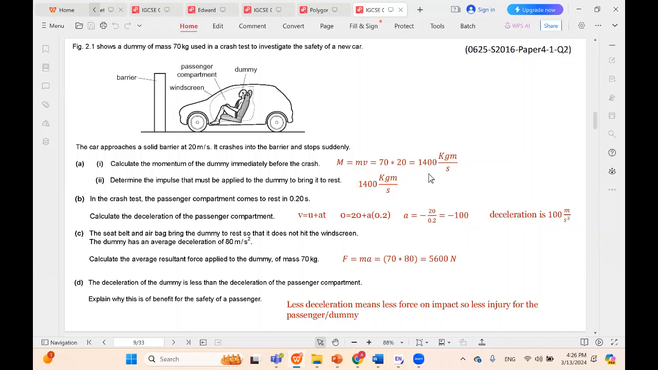In D, we are told the deceleration of the dummy is less than the deceleration of the passenger compartment. Explain why this is of benefit for the safety of a passenger. So why do we want the deceleration to be smaller? Because this means that the net force applied is smaller since F equals MA. So if the deceleration decreases, then the force decreases. And if we have less force, this means that there is less injury. The whole point of all of this is to minimize or prevent injury during the collision of cars. So in order to minimize that, you want to decrease the deceleration so that the force applied decreases as well.